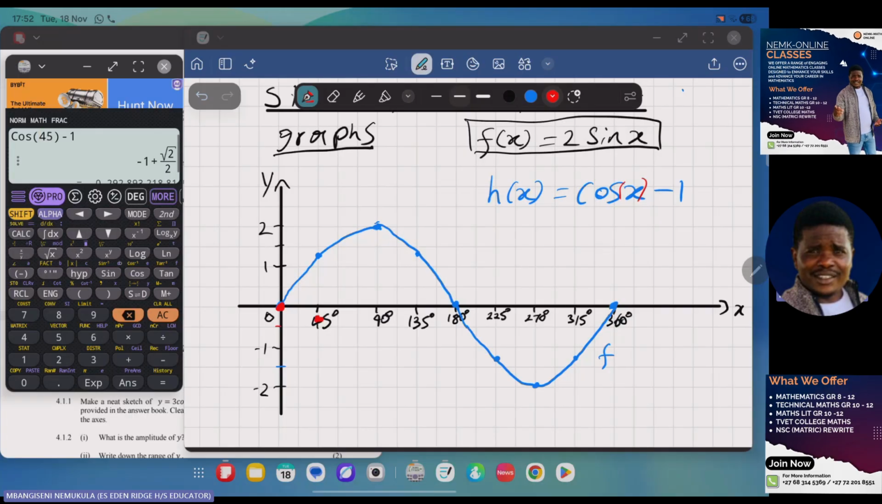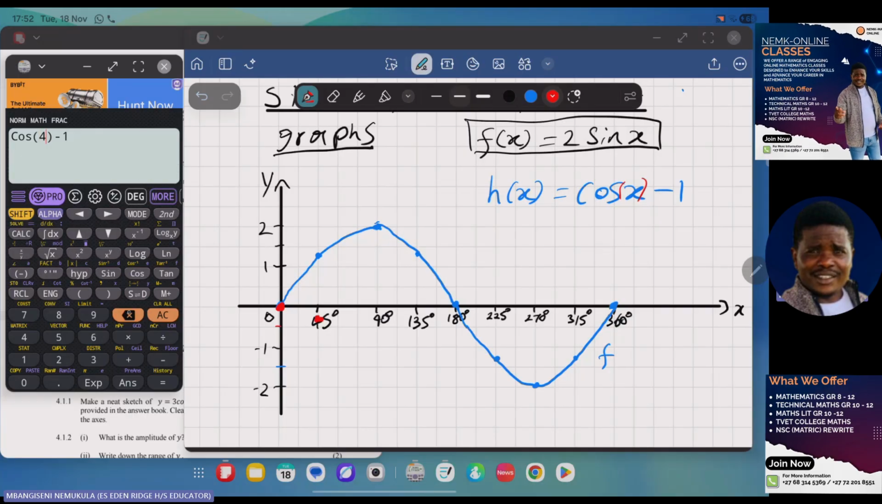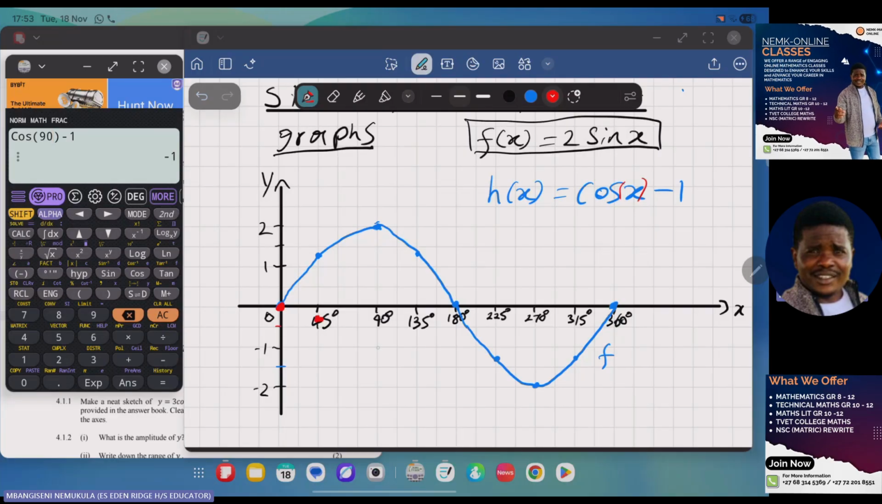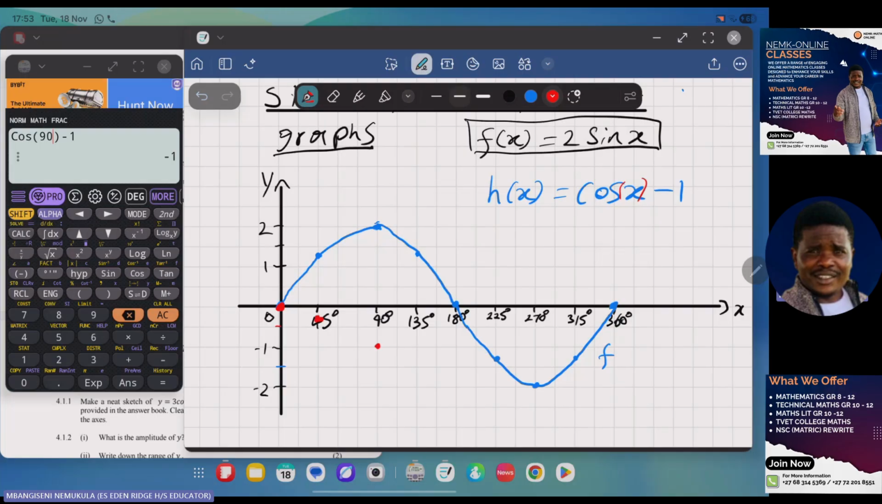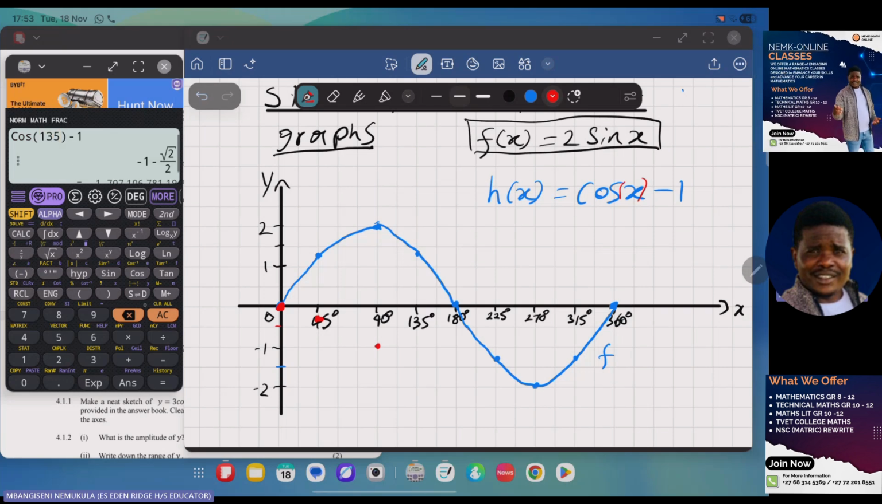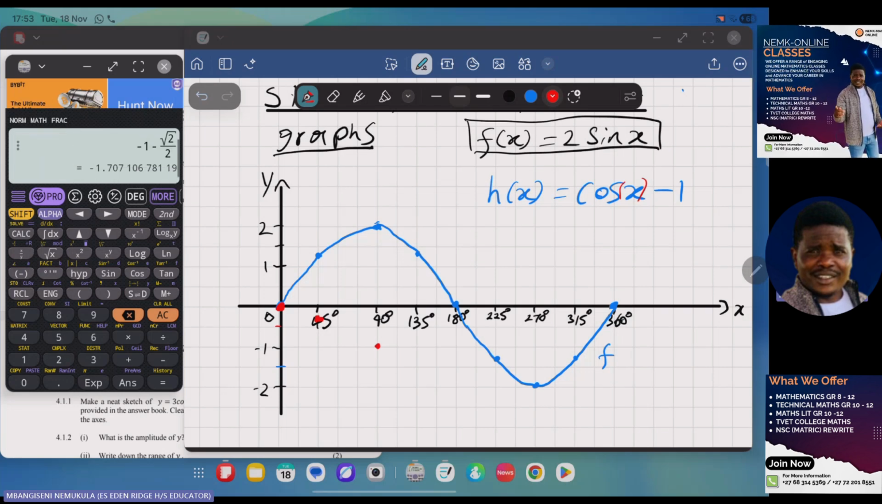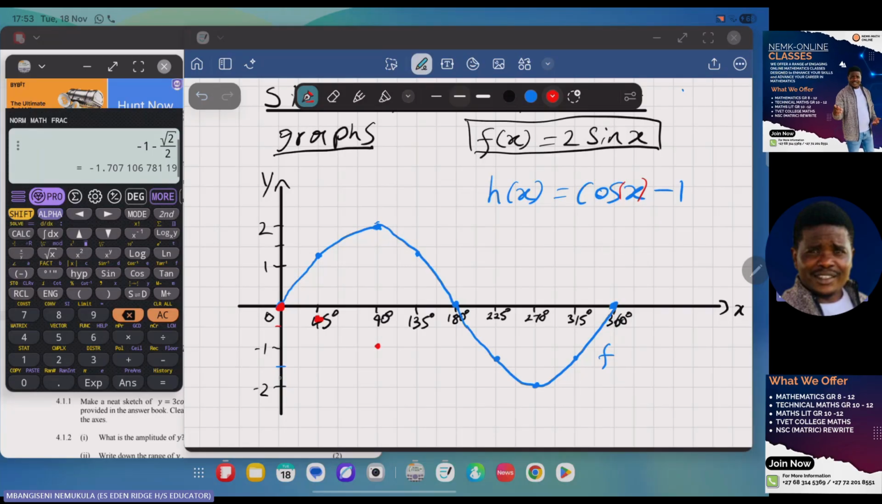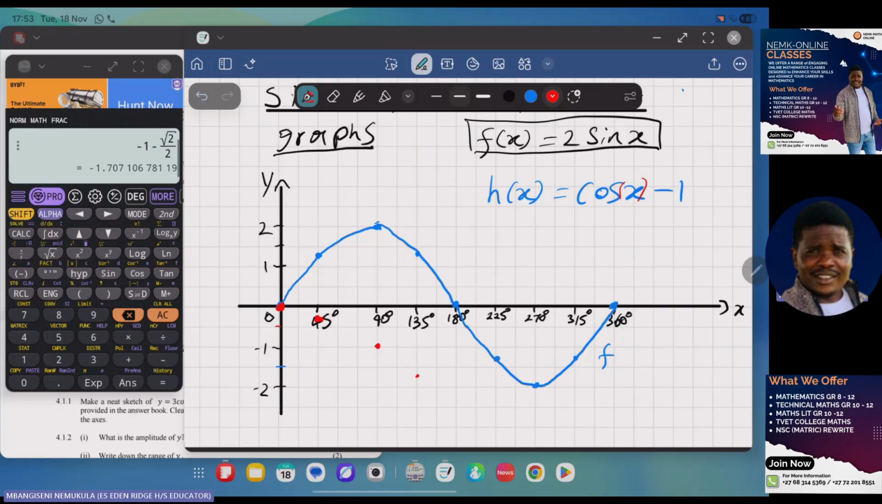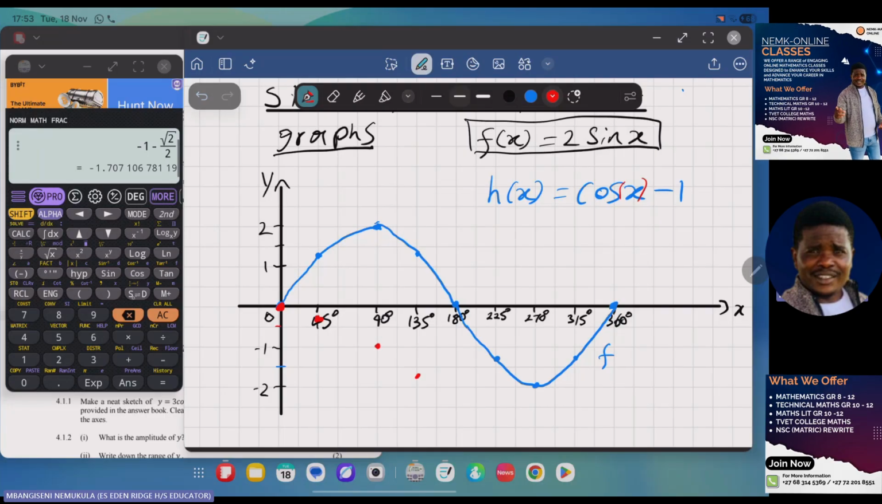Negative 2,9. Then let's go up. Okay, now let's do 90 there. The answer is -1, 90 and -1, they meet there. And then let's do 135. The answer is -1,7. I think that will be slightly above -1,5. So something there.